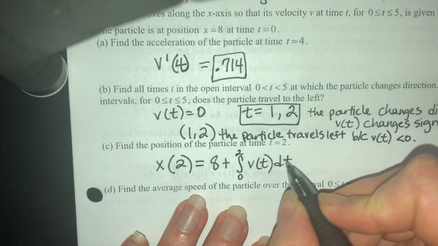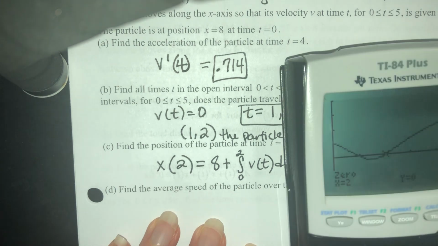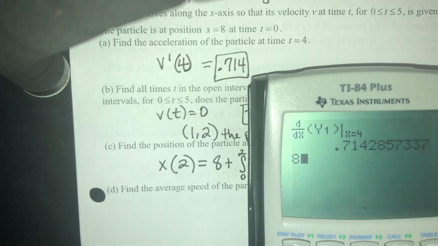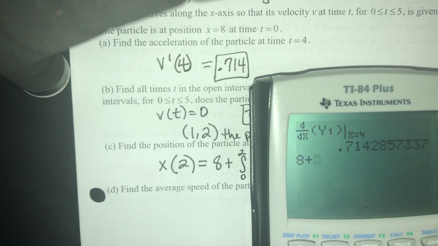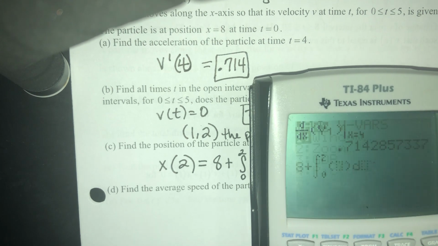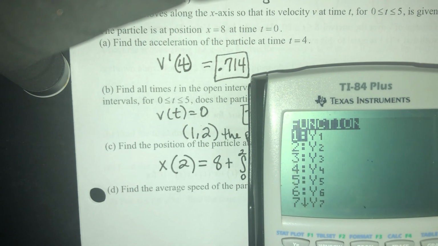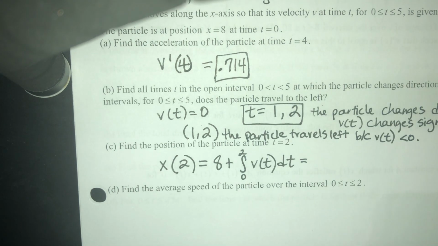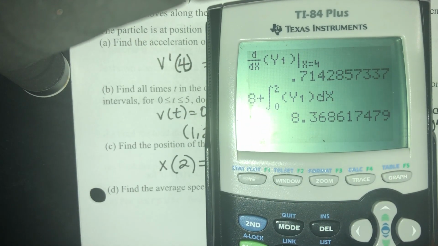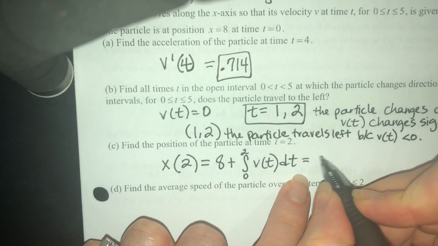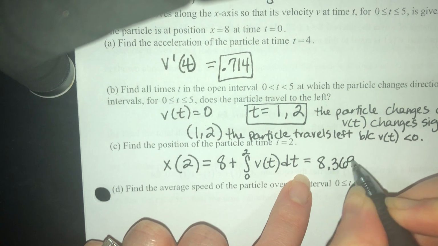And that's all I need. I just need to type this in the calculator now. So I'm going to go back to my home screen, and I'm going to hit 8 plus alpha window, option 4 for function integration, 0 to 2, of vars, y vars function 1, dx. And press enter, and the answer is 8.369. 8.369 is the answer.